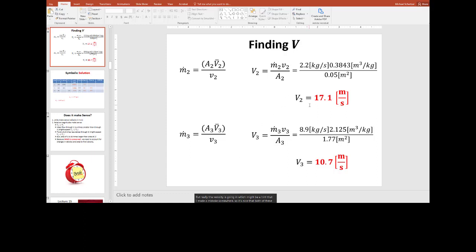But I don't know. Does it make sense that the velocity at state 2 is bigger than the velocity at state 3, even though this was only 20% of the inlet mass flow, and this was 80% of the inlet mass flow, right?